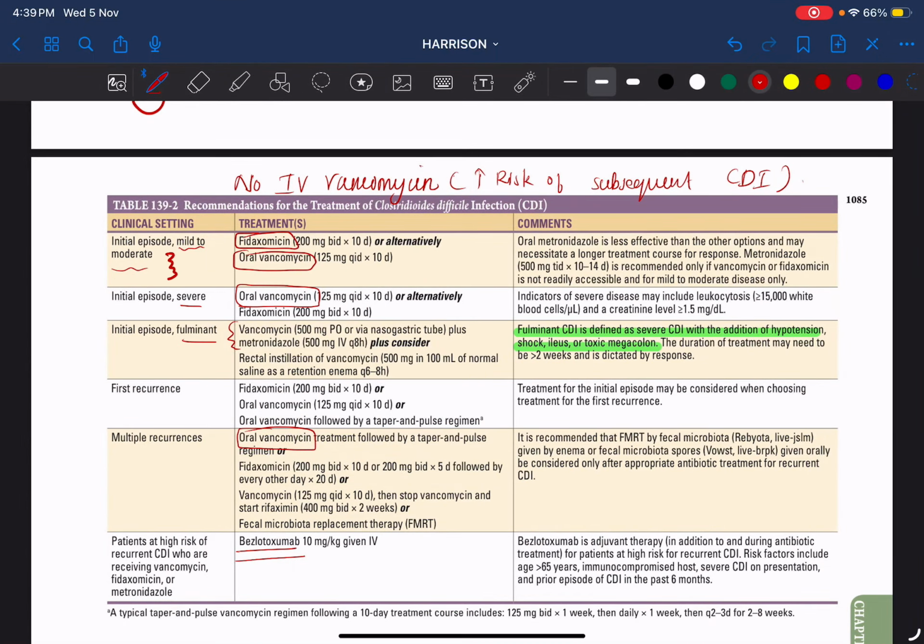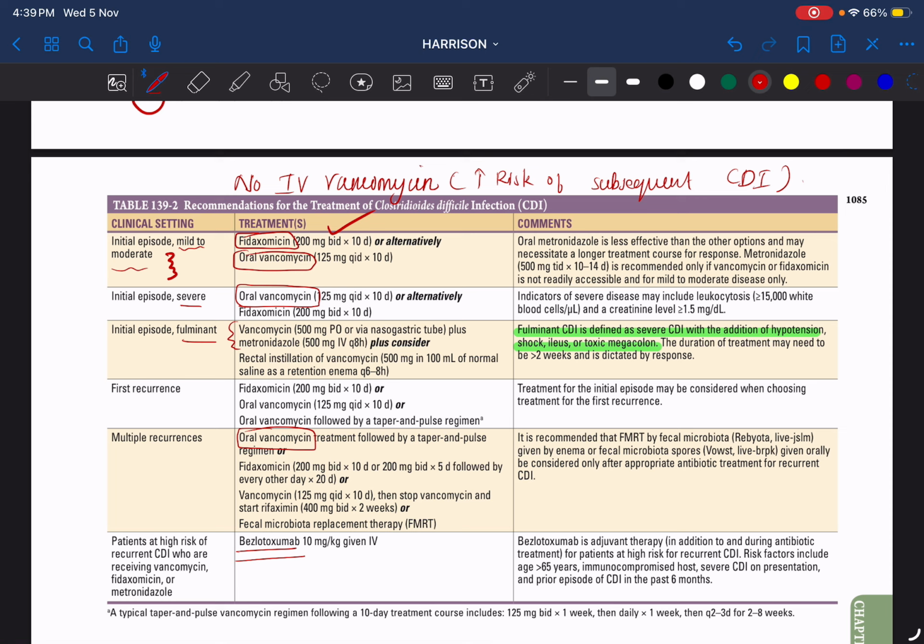Whenever there is an initial episode that is mild to moderate, the drug of choice, always remember, is oral fidaxomicin. And this is a very common mistake that everyone makes: we do not use IV vancomycin. Remember, IV vancomycin is associated with an increased subsequent risk of CDI. So the route of vancomycin that we use in the treatment of CDI is always oral vancomycin. Fidaxomicin is the drug of choice; if not available, we can go for oral vancomycin.